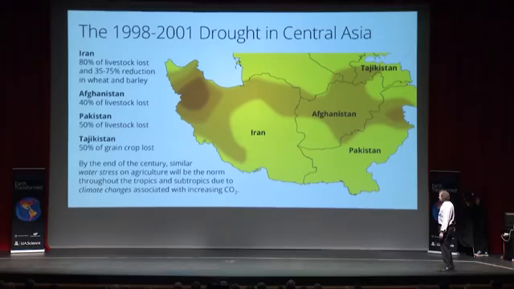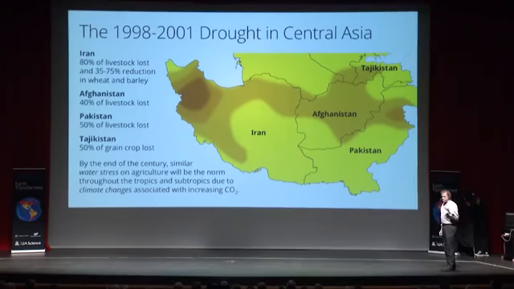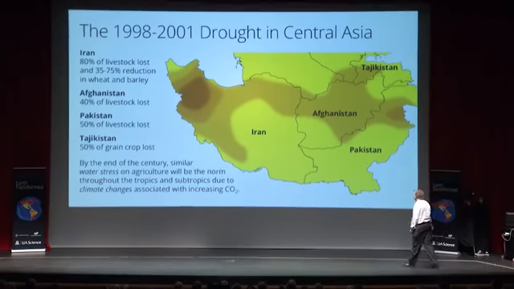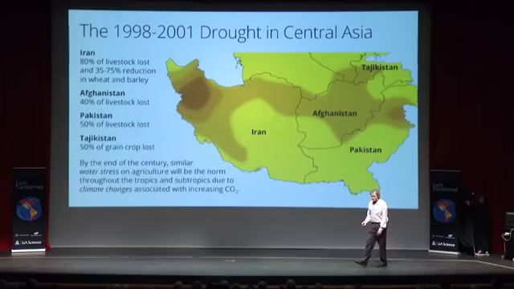So by the end of the century, similar water stress on agriculture will be the norm throughout the tropics and subtropics due to climate changes associated with increasing CO2.